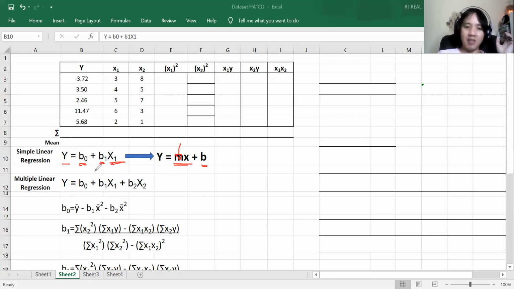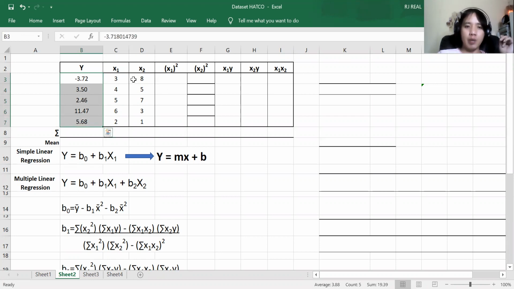But in this activity, we will only call these the dependent and independent variable for consistency or uniformity. All right. Okay. Because our data set shows that there are two independent variables and one continuous variable.